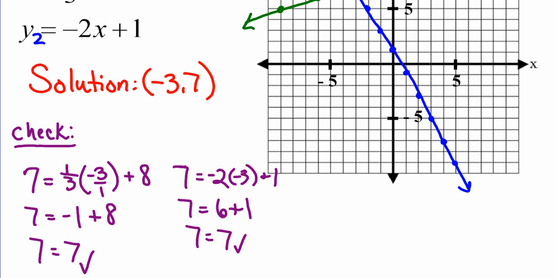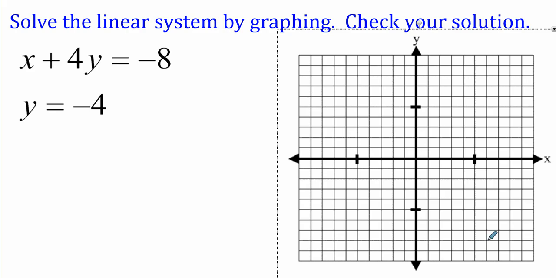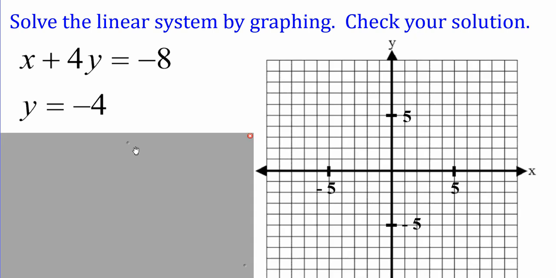So let's try another. Here we have the system x plus 4y equals -8 and y equals -4. And again, we want to solve this by graphing. Looking at our first equation, this is in standard form. And if we're going to graph it, we really want this in slope-intercept form. So we're going to take that equation in standard form and manipulate it into slope-intercept form.